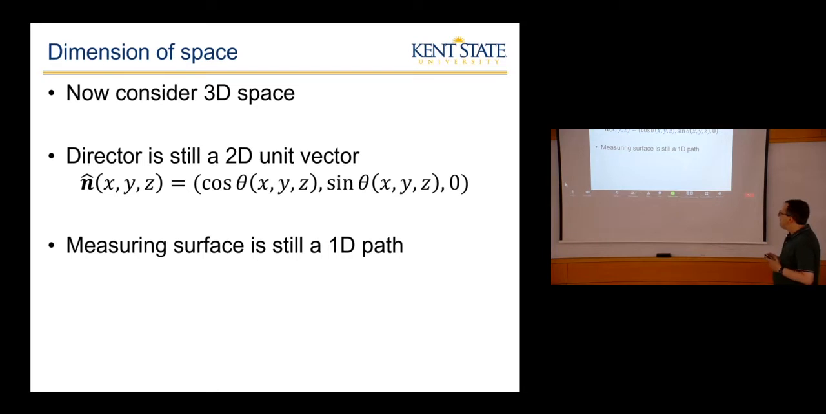Suppose we scale up, we'll go from 2D to 3D. But I'm not changing the director, the order parameter. The order parameter is still defined in two dimensions. So I'm looking at a two-dimensional order that can vary as a function of X, Y, and Z. And I'm not yet changing the measuring surface, that is, this integration path. The integration path I showed you before is one dimensional. Either it's one dimensional from left to right, or it's one dimensional going around a loop. I still want this measuring surface to be a one dimensional path. I'll deal with that later.